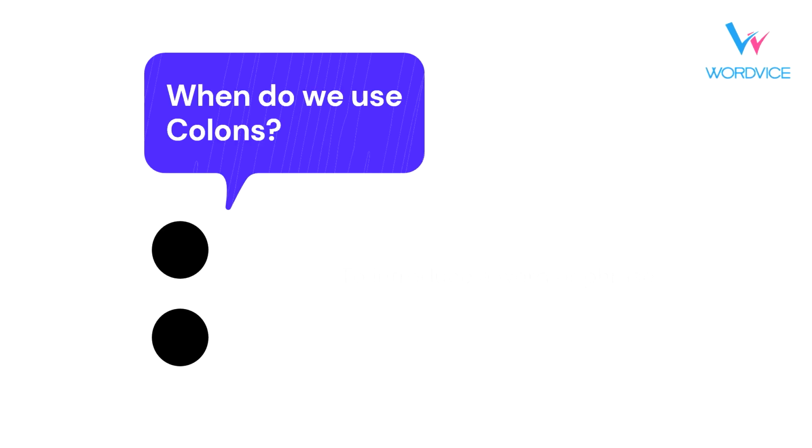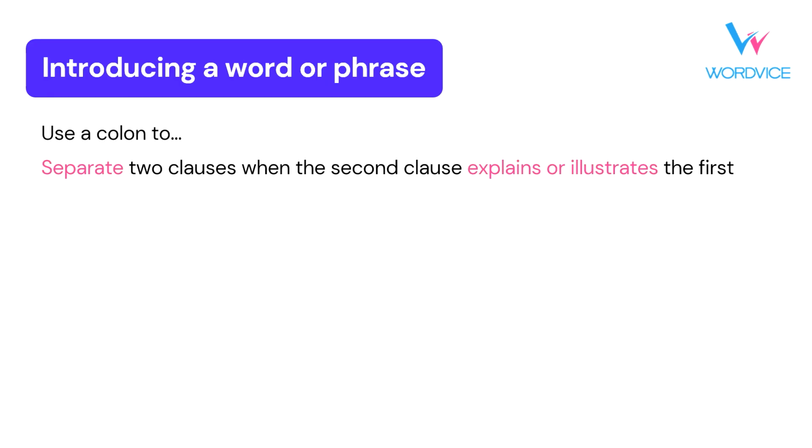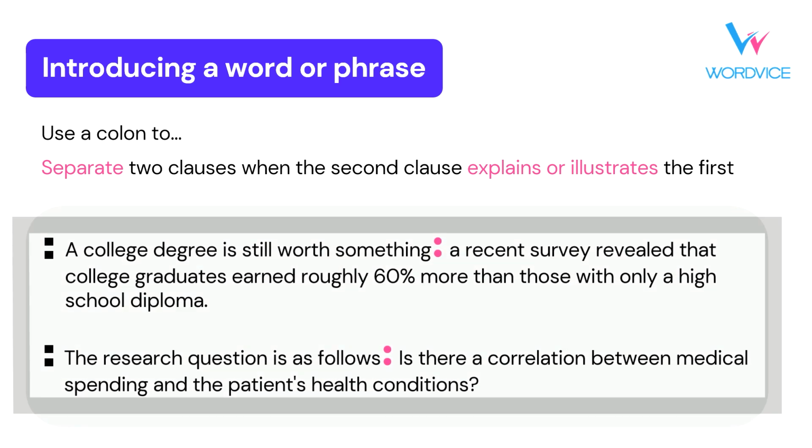Colons are used to introduce a word or phrase or to preface a list that comes after the colon. Let's first look at colons used to introduce a word or phrase. Colons are used to separate two clauses when the second clause explains or illustrates the first clause. For this usage, colons function in much the same way as semicolons. Let's look at some examples.